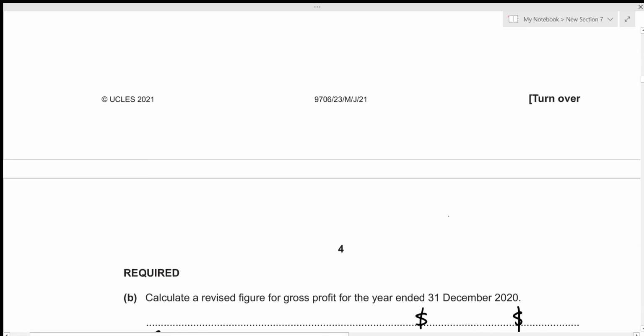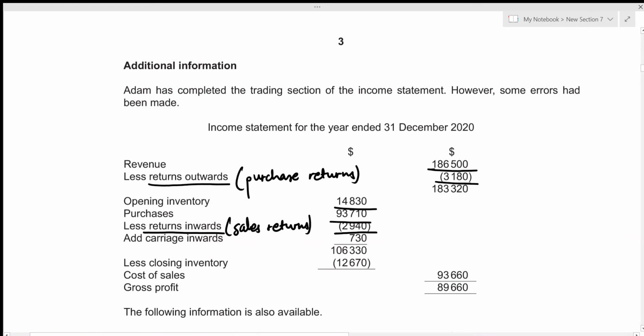Let's look for other items. Now we also have carriage inwards. And carriage inwards has the value 730. Let's write that down.